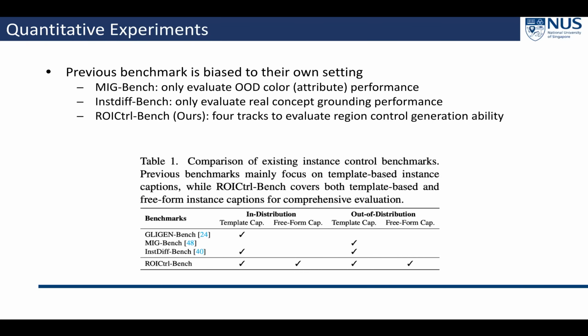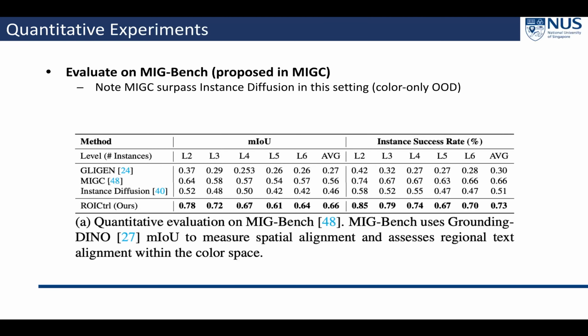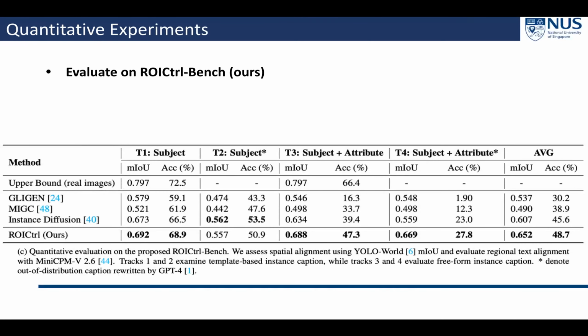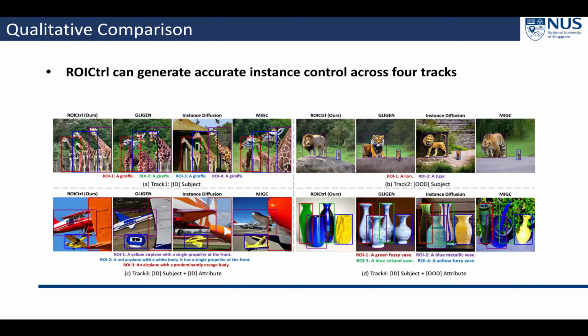Previous benchmarks are biased to their own settings, so we instead introduce our ROI Control bench to perform quantitative evaluation. Our work achieved stellar results on the previous MIG bench, and also achieved a strong result on InstDiff bench. And in our ROI Control bench, we achieve large improvement over previous work in attribute binding problems. And our method can achieve strong results in multi-instance occlusion.